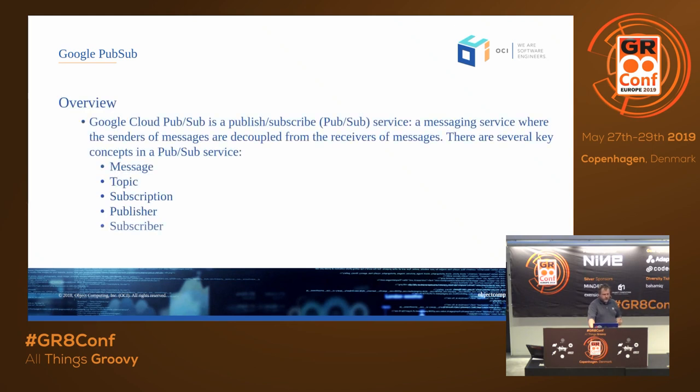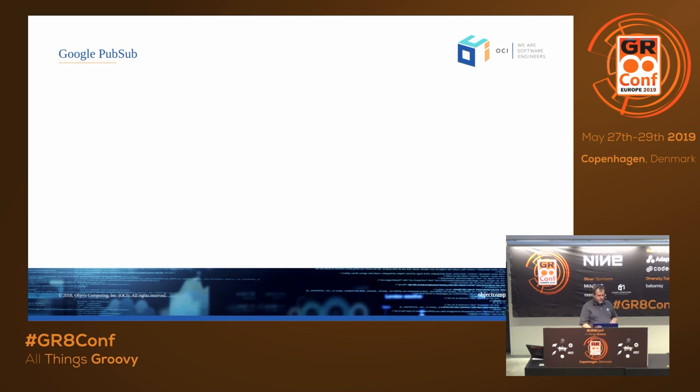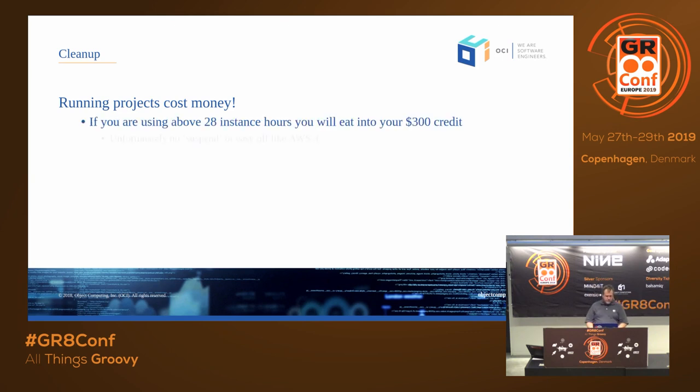So again, we've got messages. We've got topics. A topic is what the message is going to be about. The message is actually the message itself. The publisher is the person who sends the message, and the subscriber is the one who wants to receive the message. Okay, we did all that. All right, so in the end, we want to make sure we clean up and shut down everything. All this stuff costs money, especially BigTable.